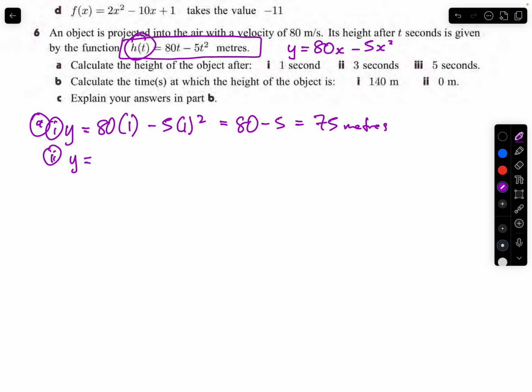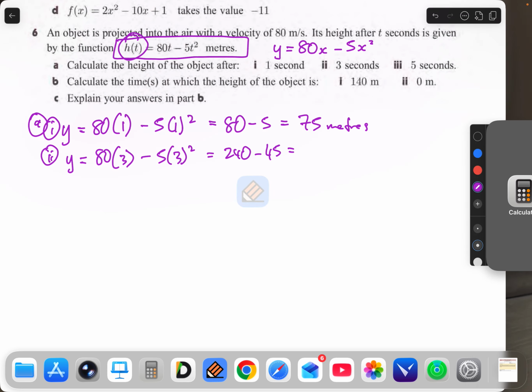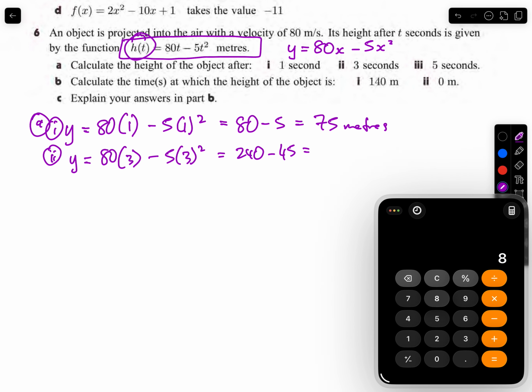A2, we want to find y, or the height, when it's 3 seconds. So 80 times by 3 minus 5 lots of 3 squared. 80 times by 3 is 240 minus 3 squared is 9 times by 5, 45. Just double check all this. 80 times 3, yep. 3 squared, 3 times 3 times 5, 45. 240, take 45, 195 meters.